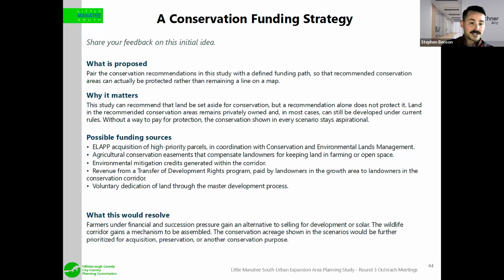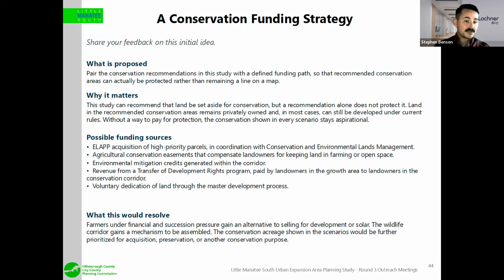So without a way to actually compensate individuals that own land privately in order to protect that land, the conservation shown in every scenario would stay aspirational. And that's why we're recommending a specific strategy be created. Possible funding sources include ELAP acquisition of the highest priority parcels, which would need to be done in coordination with the Conservation and Environmental Lands Management Department at the county.